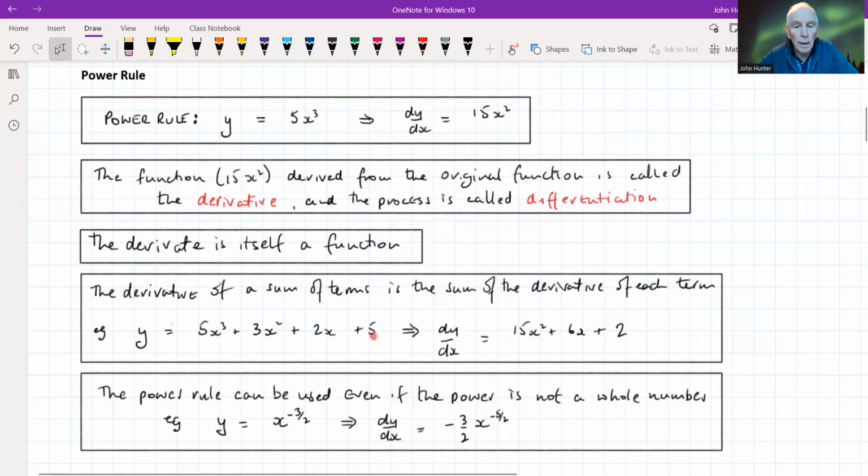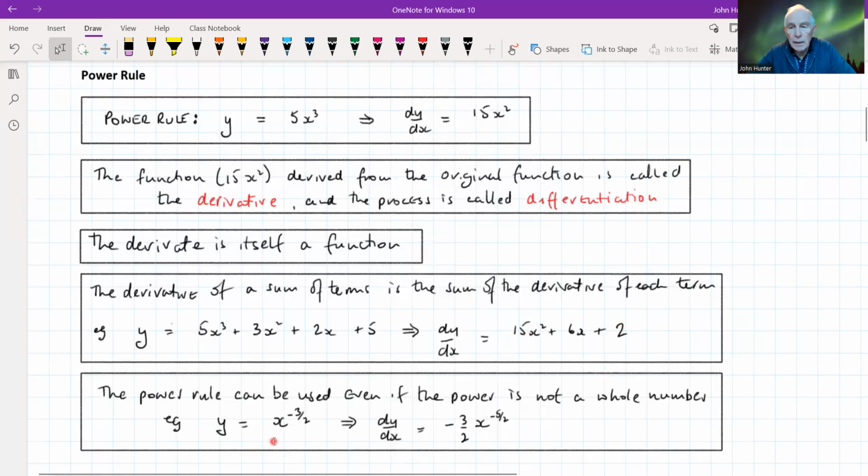And also the 5, of course, we could think of as 5 times x to the power of 0, x to the power of 0 being 1. If we multiply the power 0 by 5, then that term is just going to drop out. So this would be the derivative, the derived function.